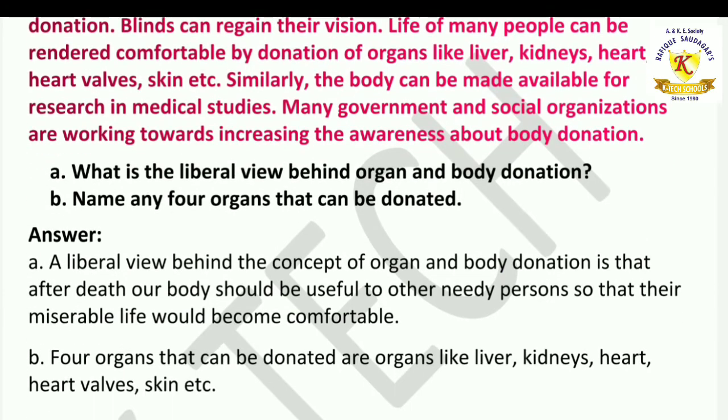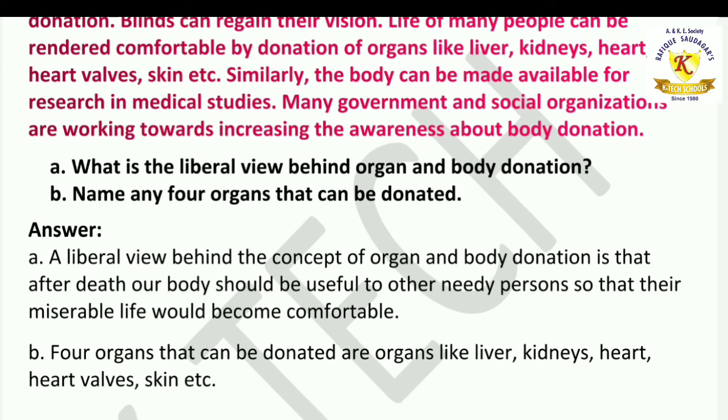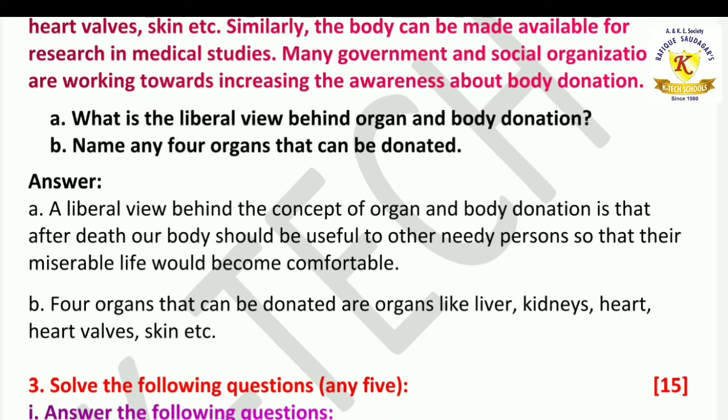So, here is the question. What is the liberal view behind organ and body donation? Answer. A liberal view behind the concept of organ and body donation is that after death, our body should be useful to other needy persons so that their miserable life would become comfortable. Second, name any four organs that can be donated. Four organs that can be donated are liver, kidneys, heart valves, skin, etc.